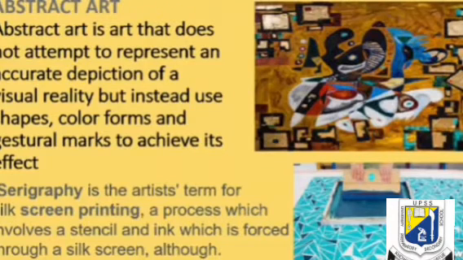The next one is abstract art. Abstract art is art that does not attempt to represent an accurate depiction of a visual reality, but instead uses shapes, color, forms, and gestural marks to achieve its effect. A good example is the pictorial composition which we have here, whereby geometric shapes and brilliant colors are used to depict a composition or a pictorial abstract painting.